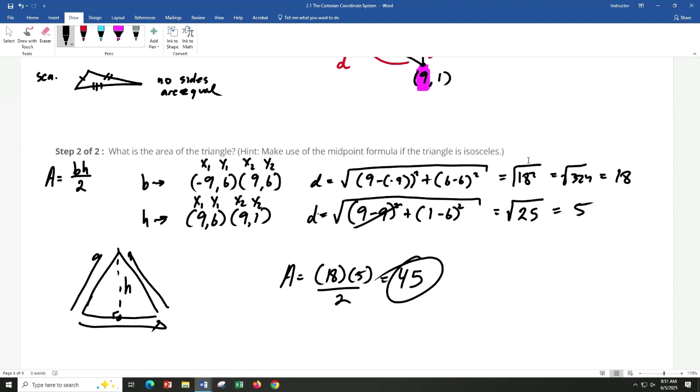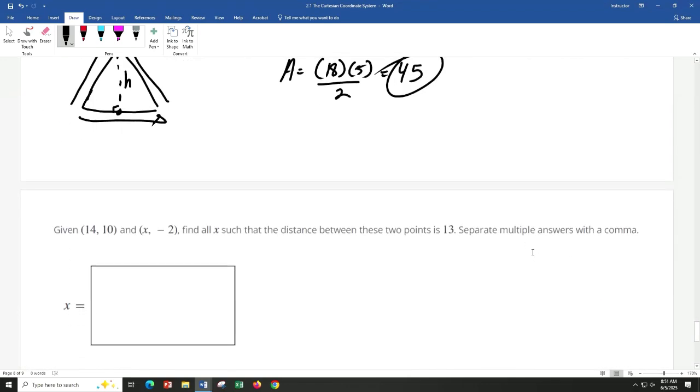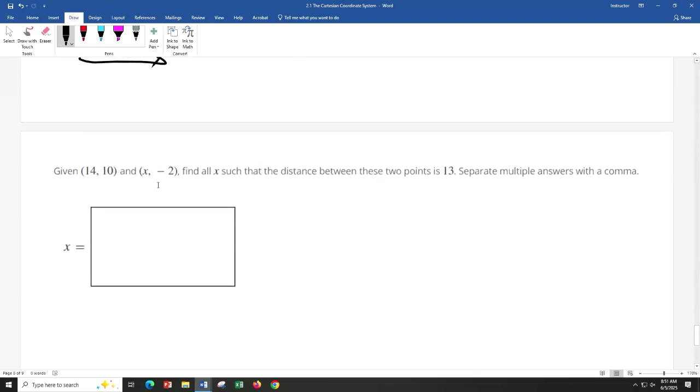Let's see here. Trying to see if there's any other ones that are kind of hard and weird, and you are in luck. Given 4, 10 and x, 2, find x such that the distance of these 2 points is 13. Separate with multiple answers. This is just a solve problem. They're already giving you a distance, and then they're giving you 2 points, but notice one of those points is a variable. So you're just solving for that variable.